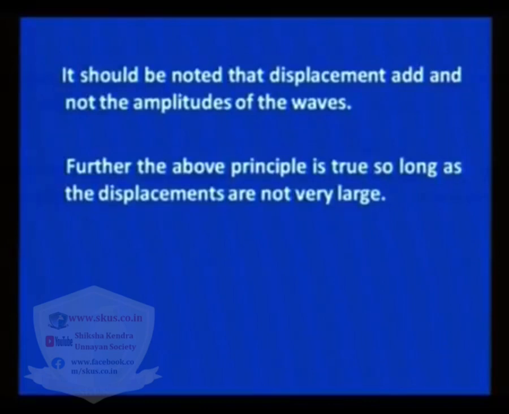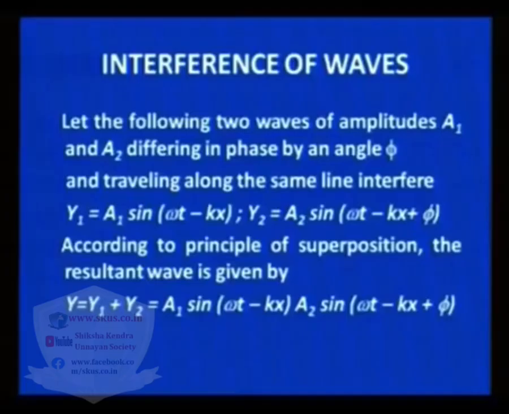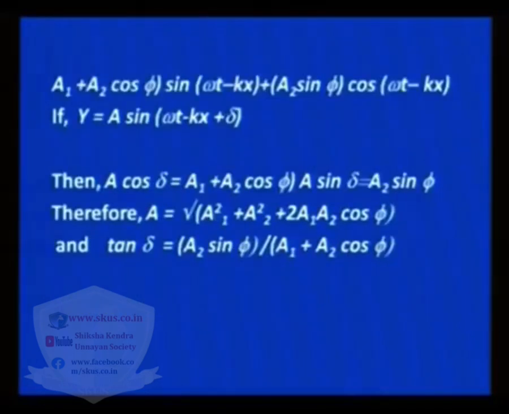And due to this superposition of waves, one very important phenomenon, that is interference, is taking place. If we write the equations of the waves as y1 is equal to a1 sin(omega t minus kx) and y2 is equal to a2 sin(omega t minus kx plus phi), where phi is the phase difference between the waves, then y will be y1 plus y2, and it can be simplified. We can get the resultant value as y is equal to a sin(omega t minus kx plus delta).